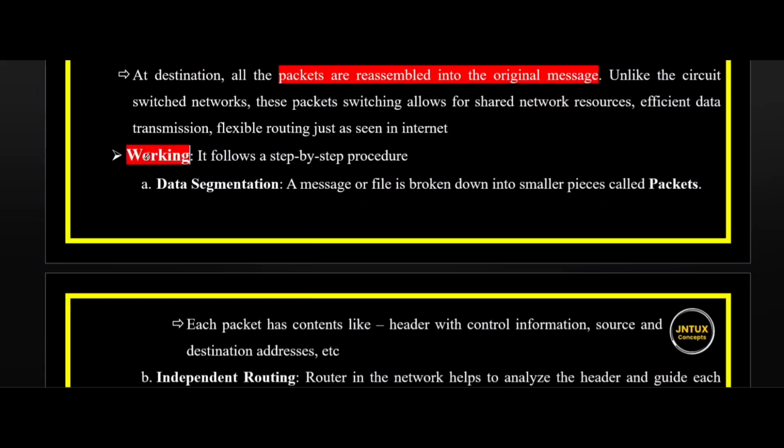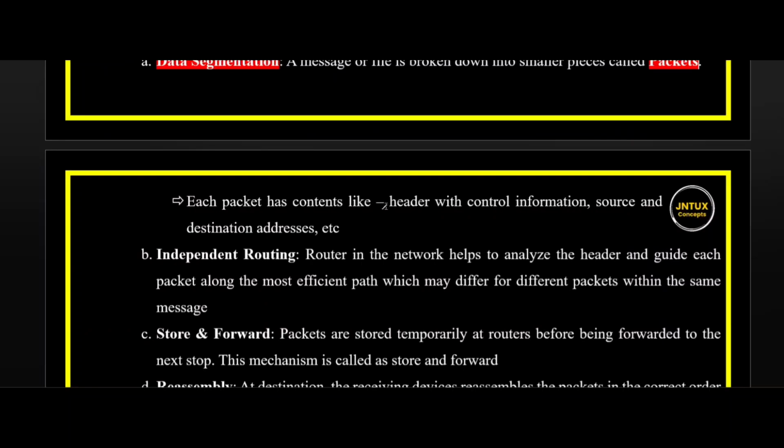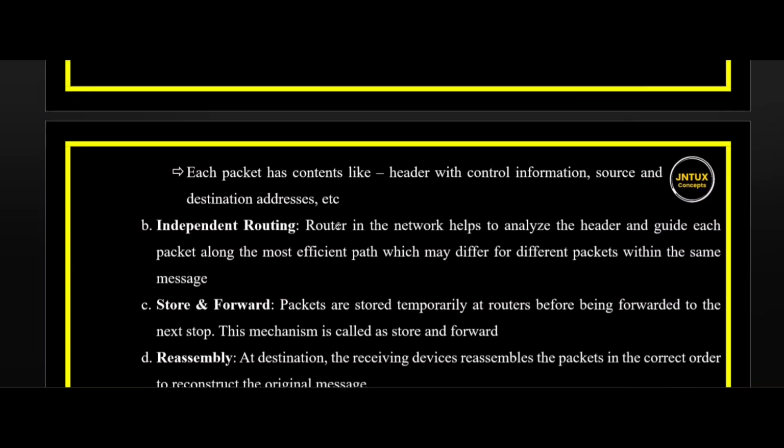So let's understand more in depth about the working of packet switched networks. These networks follow a step-by-step procedure. The first step is data segmentation. A message or a file is broken down into small pieces called packets. Each packet has contents like a header with control information, source and destination addresses, etc.